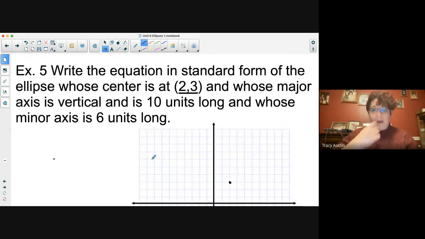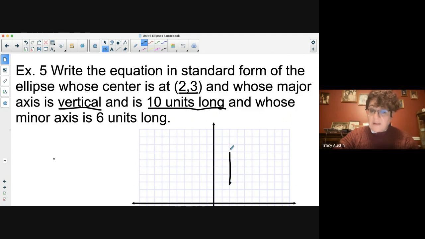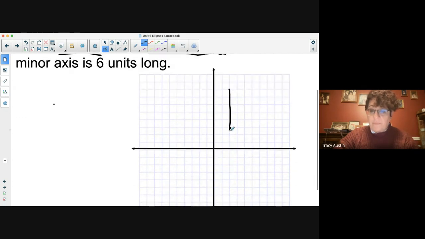Okay, the major axis. Remember, the major axis goes from vertex to vertex, and they're telling you it is vertical and it is 10 units long. That does not mean A is 10. It means A is actually 5, because the entire vertical axis has to be 10 units long. So that means 5 up and 5 down, right? So there would be your vertices. So we know A is 5.